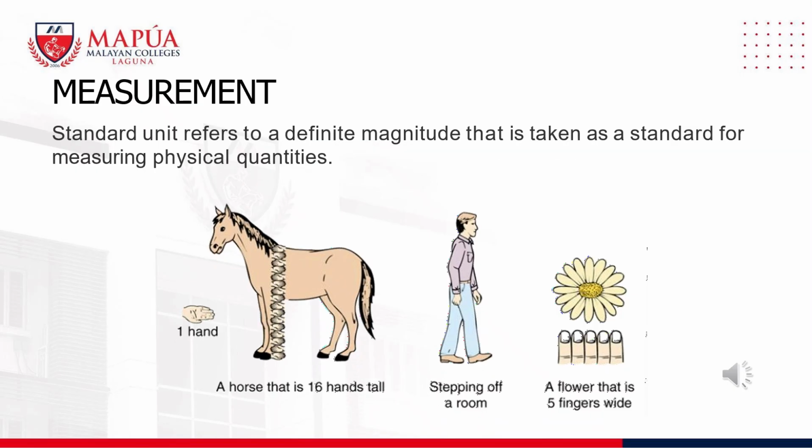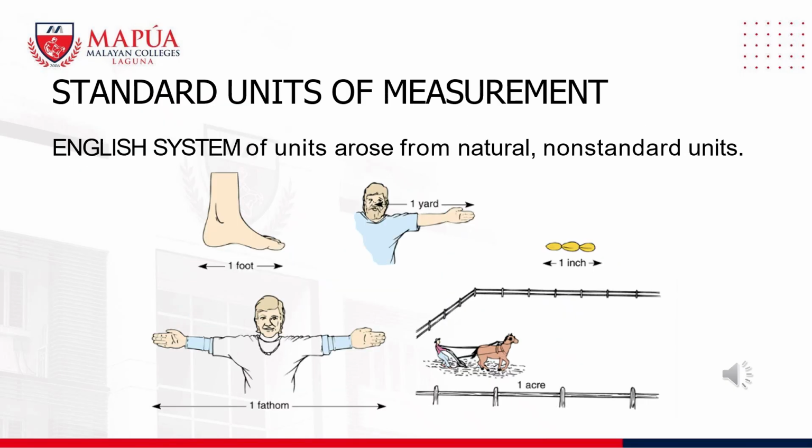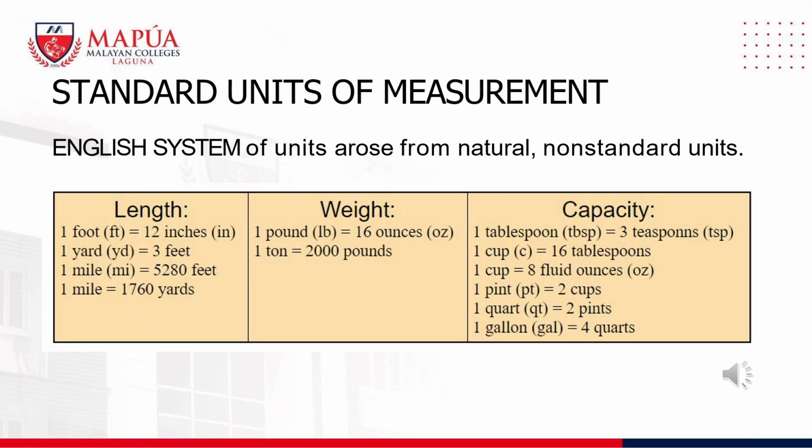Then we have the standard unit of measurement using the physical quantities like the hand, the foot or the feet. And then we have here standard units of measurement, the English system, which arose from natural non-standard units. So we use foot, hands. We have what we call fathom, okay, and we have acre, inches, and so on. Then we have the English system of units, which arose from natural standard units.